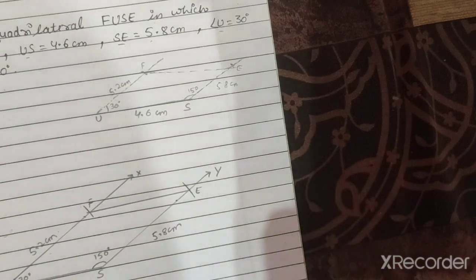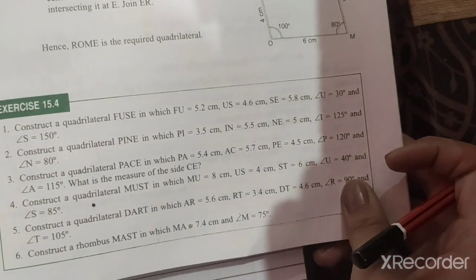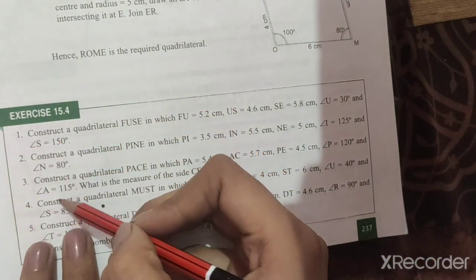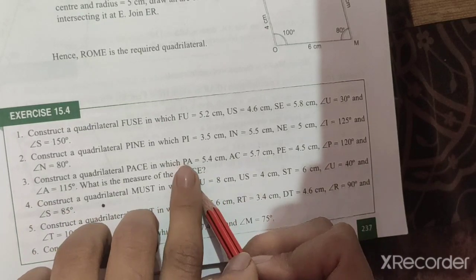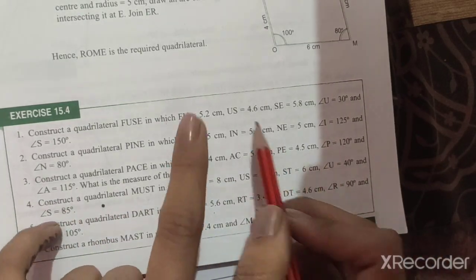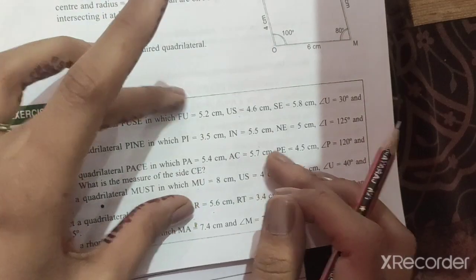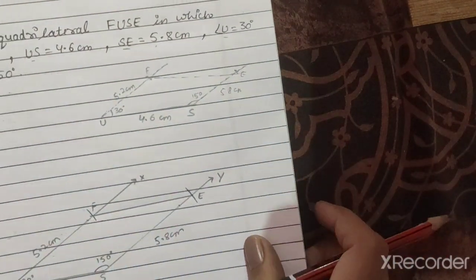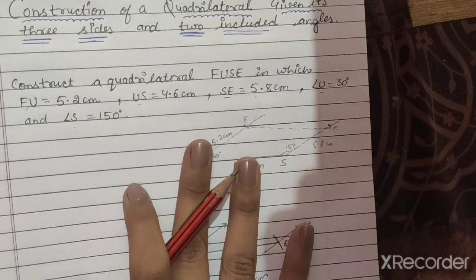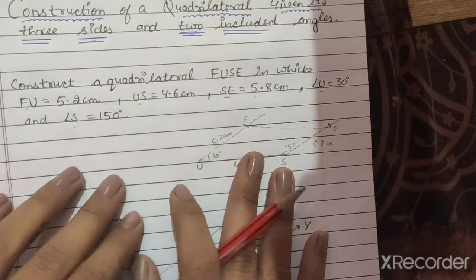You can see that in your exercise 15.4 all the questions are related to this concept, in which three sides are given and two included angles are given. All the questions of this exercise are based upon this concept. Just try to solve the questions, and if you face any difficulty you can ask.